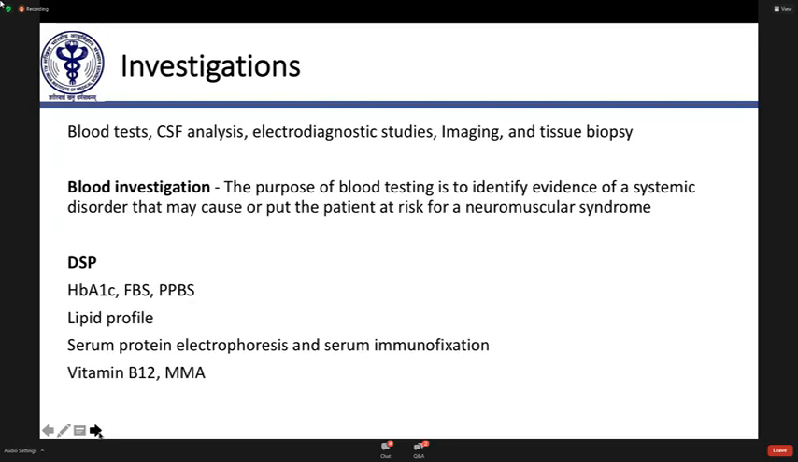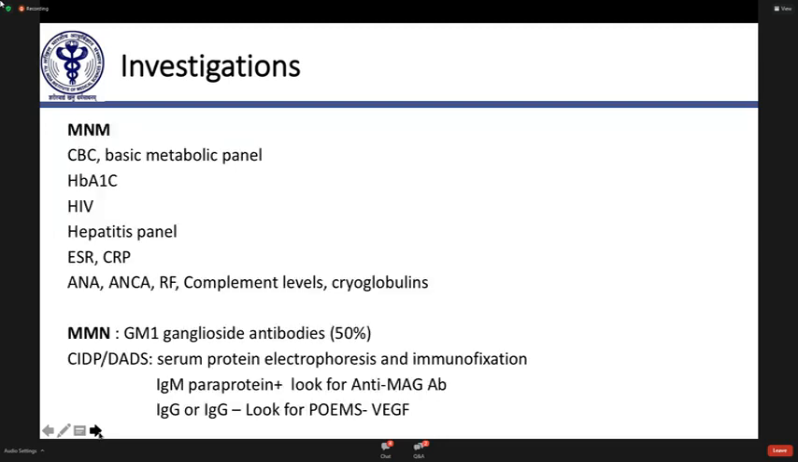B12 and MMA: even if the B12 levels are normal, to know whether a functional deficiency is there or not, MMA should be done. Methylmalonic acid levels should also be done if you are suspecting a B12 deficiency.